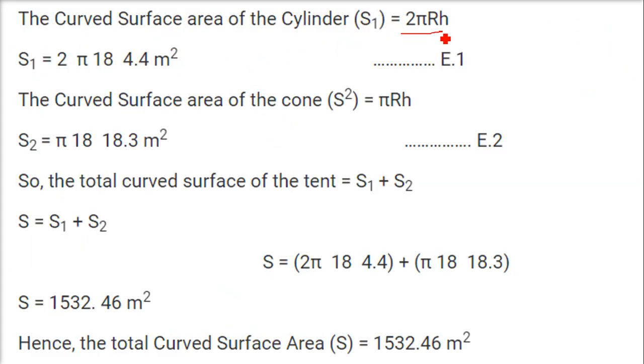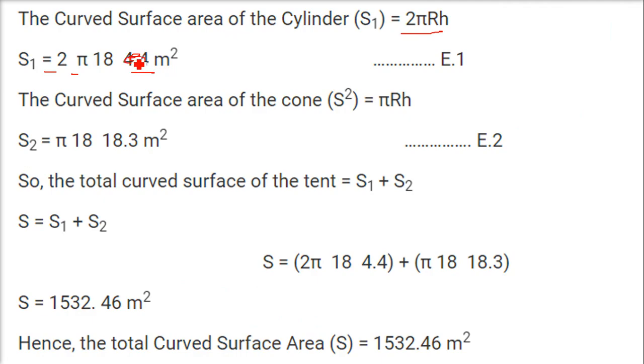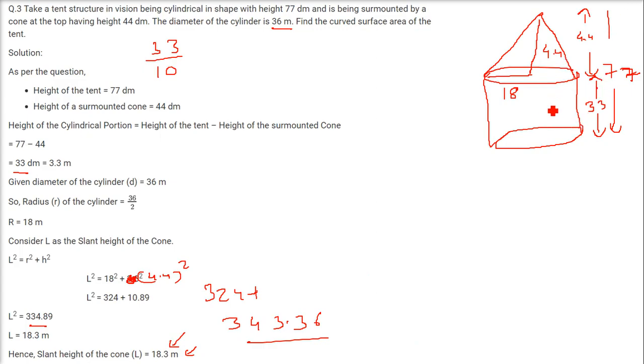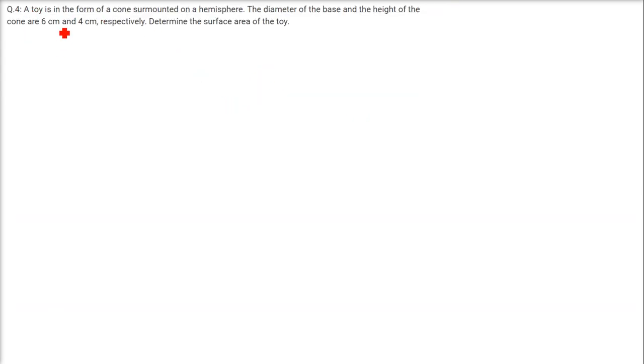Coming to the curved surface area of the cylinder, it is going to be 2 pi RH. We know 2 pi, we know the radius, and h, height for the cylinder, is going to be 3.3. Then curved surface area of the cone is pi into r into L. Pi into r, 18 into L, we just found out 18.3. And this is 3.3, right? Cylinder. Now just add these, you'll get 1532.46 meter square total surface area. You have to add 2 pi RH with pi RL.